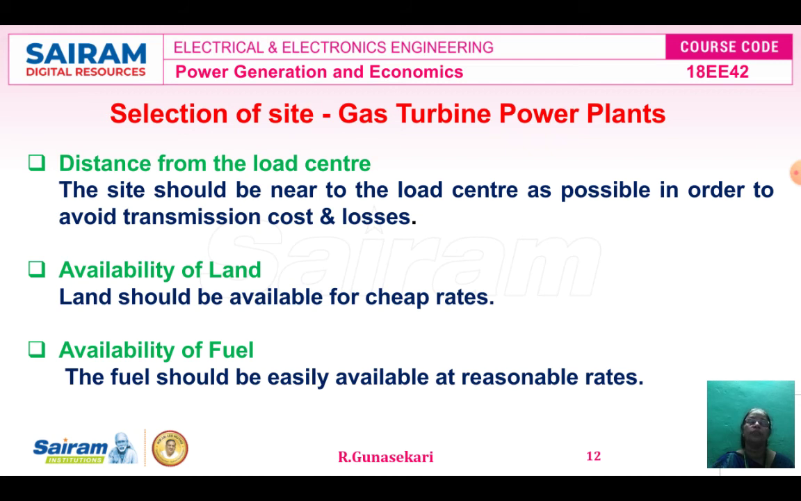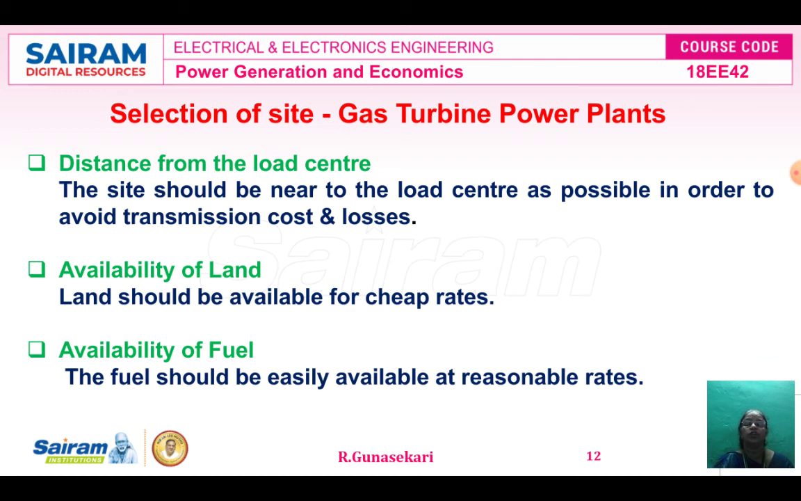Now we study the selection of site. What is meant by selection of site? These are some factors to be considered before the selection of a gas turbine power plant site. The first factor is distance from the load center. The gas power plant is always located near the load center.